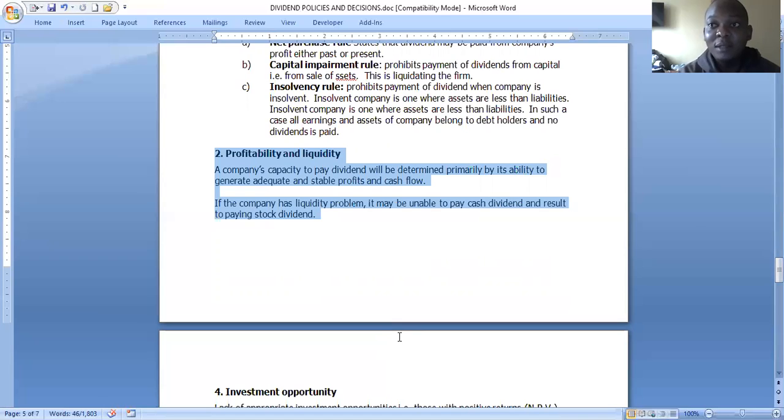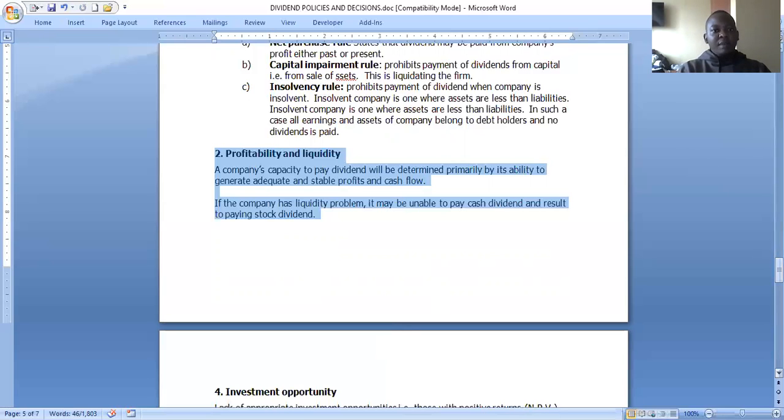The same case applies with liquidity. Cash dividends must be paid out of cash. If the business doesn't have sufficient cash, it cannot pay dividends. How will it pay if it doesn't have cash? The business must have cash to pay dividends. So profitability and liquidity are among the main factors that determine how much dividend the business pays. If the business is not liquid, it cannot pay dividends, and if it is not profitable, having not declared profits, it cannot pay dividends.